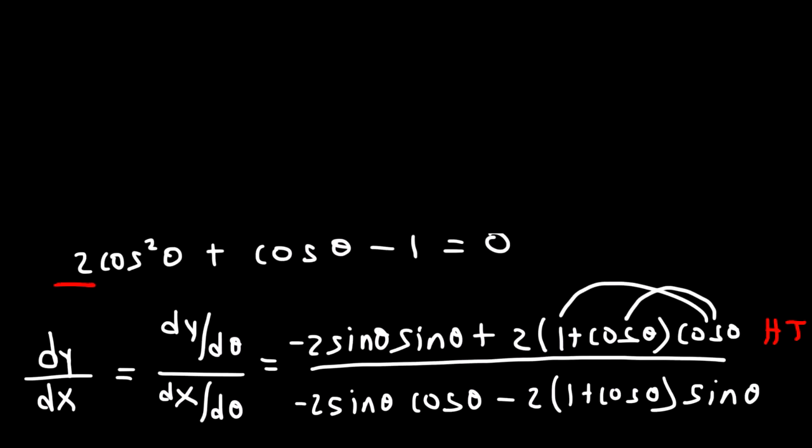If we multiply the leading coefficient by the constant term, we'll get negative 2. And two numbers that multiply to negative 2 but add up to the middle coefficient, 1, are positive 2 and negative 1. So we're going to replace 1 cos θ with 2 cos θ plus a negative 1 cos θ. And then we can factor by grouping.